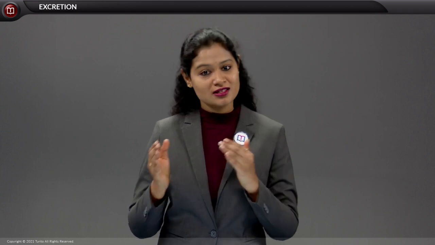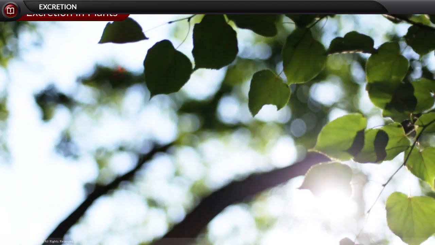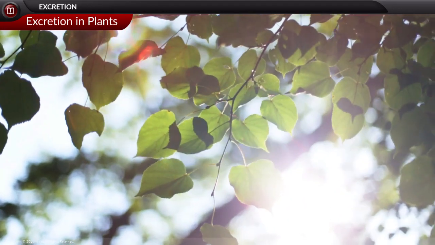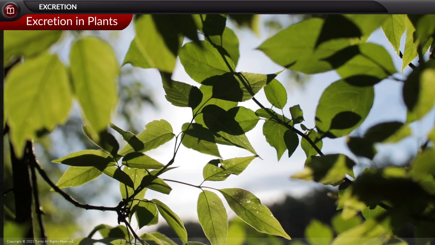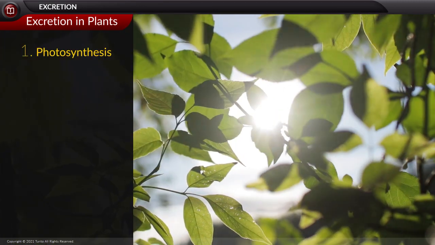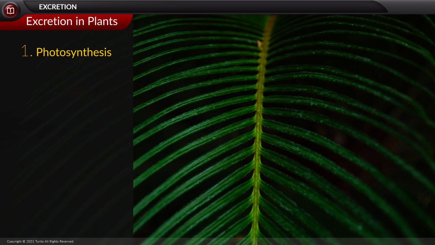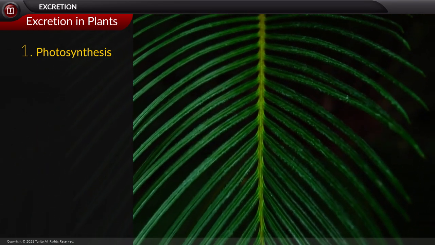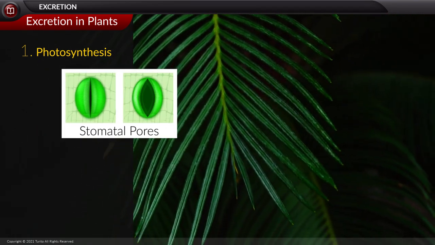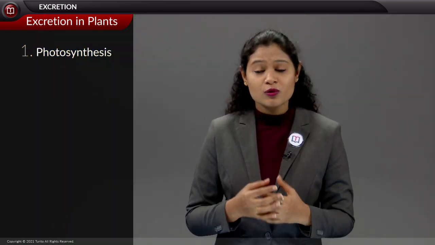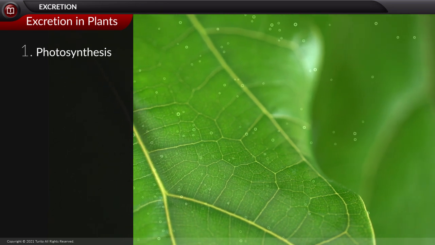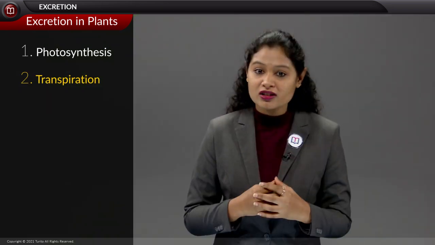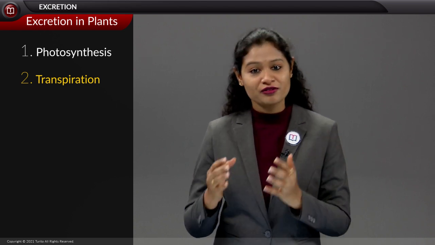Moving ahead, let us talk about the process of elimination of wastes in plants. Now, there are different methods of excretion of waste seen in plants. One such method is the elimination of gaseous waste like oxygen through the photosynthesis process, and also the excess carbon dioxide is eliminated at night time from the stomatal pores. Now, we see that there is also excess water which has to be eliminated from the plants, and this is by a procedure called transpiration, where the water is eliminated in the form of water vapor.